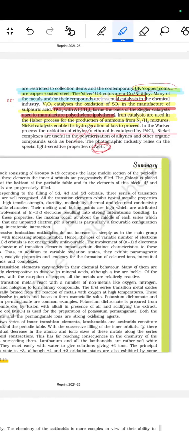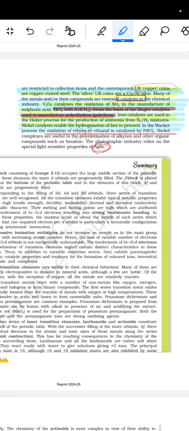Many of the transition metals and their compounds are essential catalysts in the chemical industry. V2O5 catalyzes the oxidation of SO2 in the manufacture of sulfuric acid. TiCl4 with Al(C2H5)3 forms the basis of the Ziegler catalyst used to manufacture polythene. Iron catalysts are used in the Haber process for the production of ammonia from the N2 and H2 mixture. Nickel catalysts enable the hydrogenation of fats to proceed. In the Wacker process, the oxidation of ethene to ethanal is catalyzed by PdCl2.